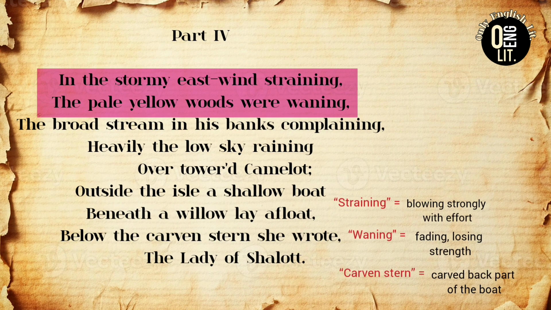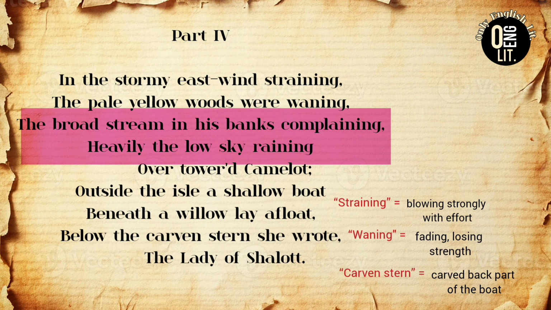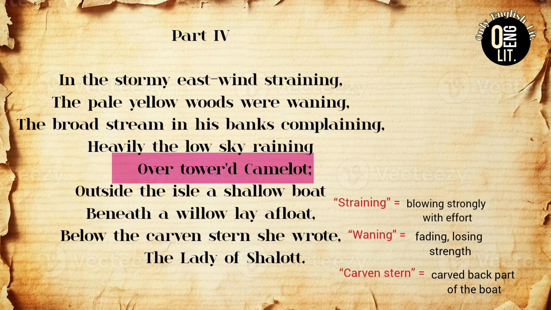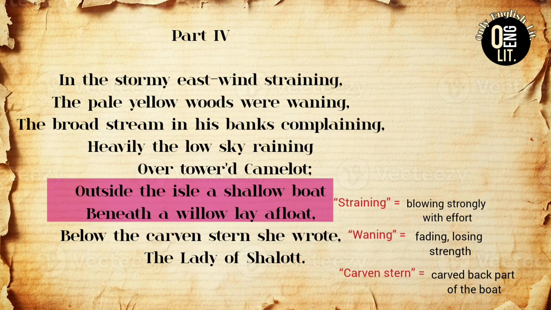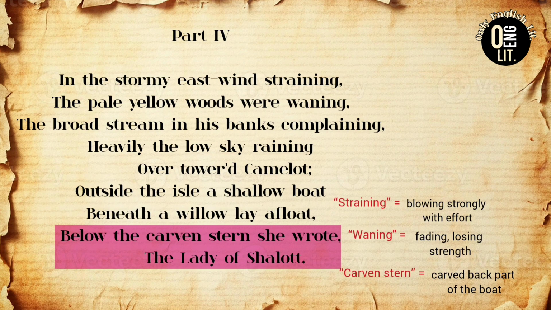In a stormy strong wind that is blowing from the east, making the trees lose their color and making them dull, the broad river is growing and crying under the dark low sky, about to rain over Camelot. Near the island, there's a small boat floating under a willow tree. The lady came down from the tower and wrote her name at the back of the boat.